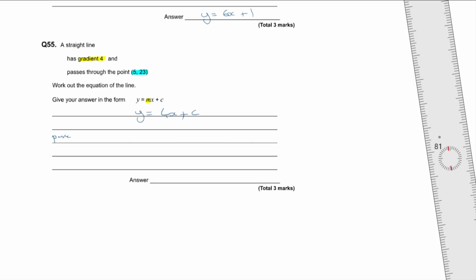So it passes through (5, 23). Subbing those values in for y and x, y is 23. 23 is equal to 4 lots of 5 plus c. 4 lots of 5 is 20. So taking 20 away from both sides, I'm going to get c is equal to 3. And then I can complete my line. So y is equal to my m value, which was 4 lots of x, plus my c value, which we just worked out to be 3. So y is equal to 4x plus 3.